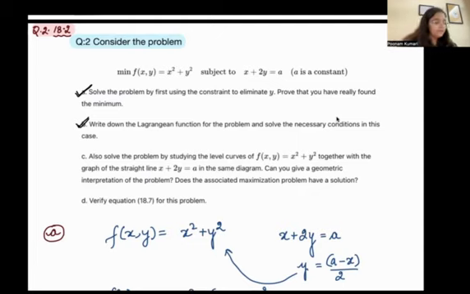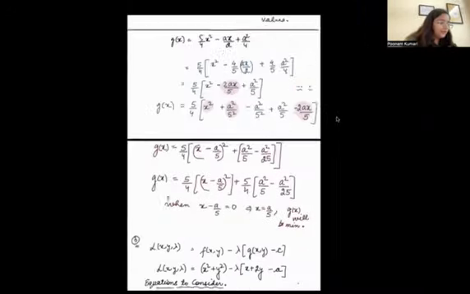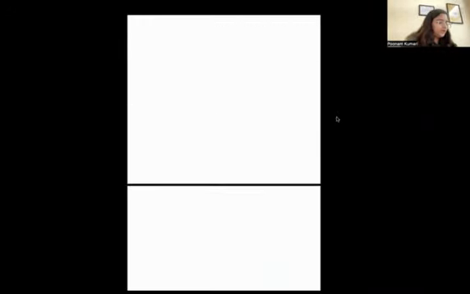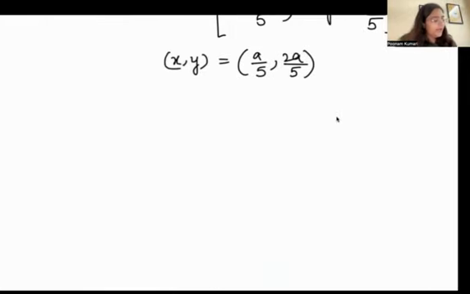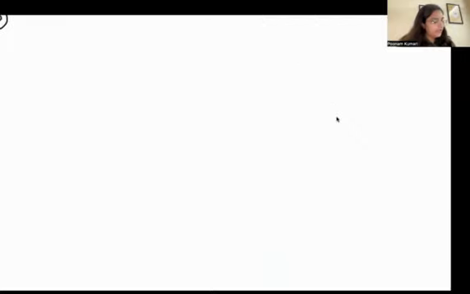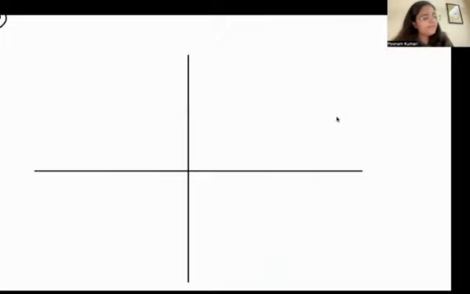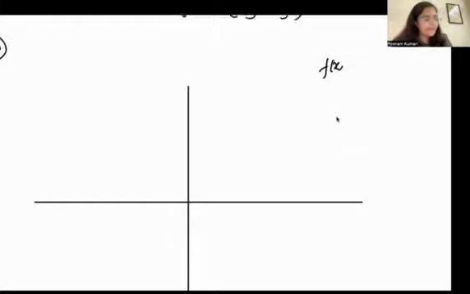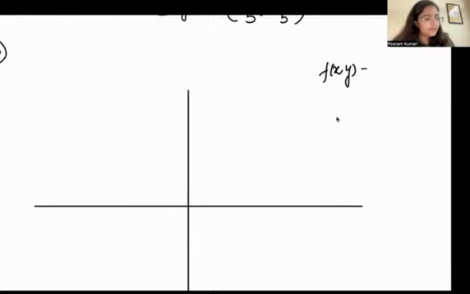Yes, ma'am. So the question is clear now, let us look at the diagram. So now you tell me the following, that my function f of x comma y is equal to x squared plus y squared, right?